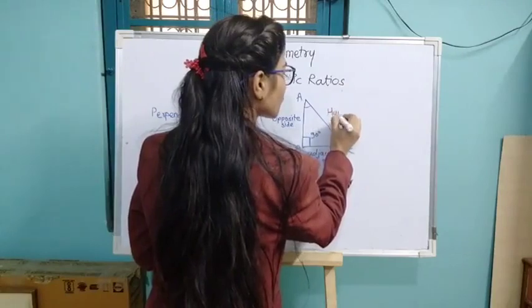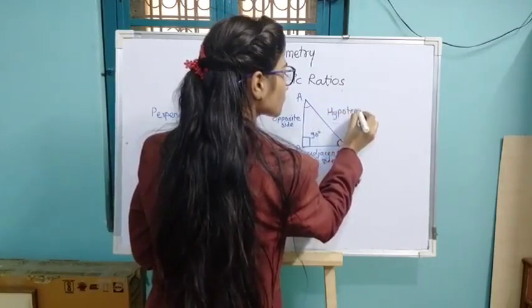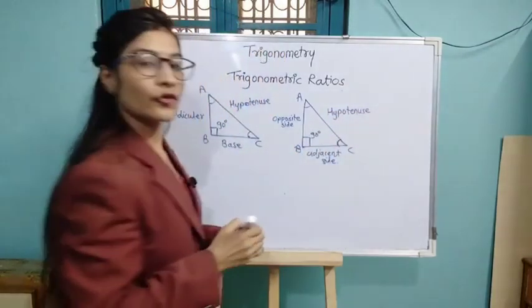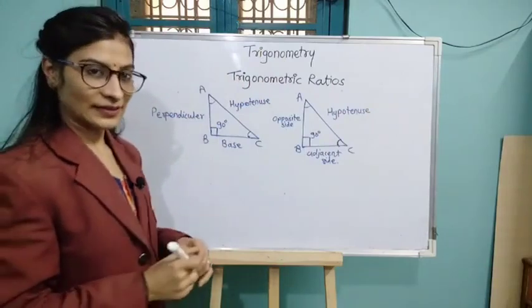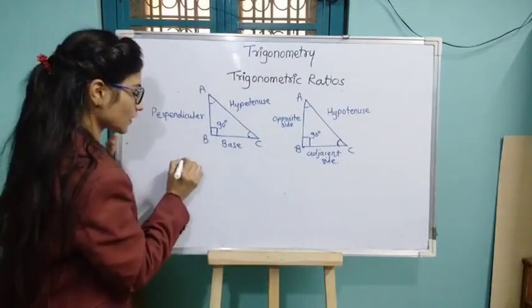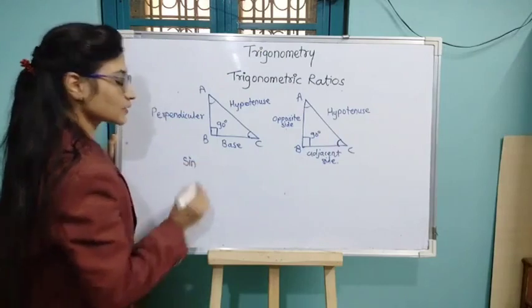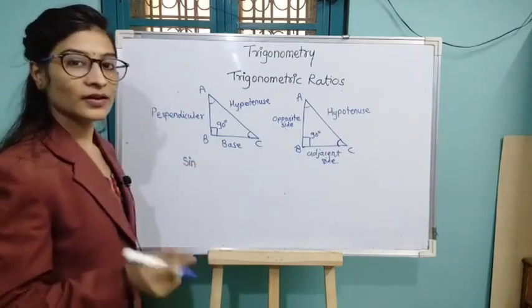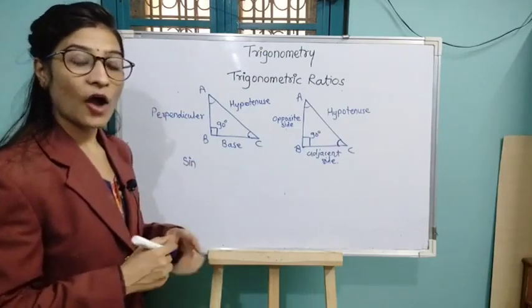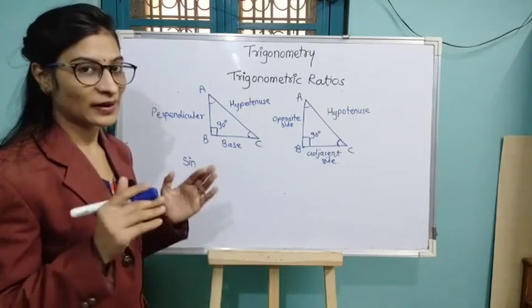So in this way, now we have to find the six trigonometric ratios. The first one is the sine ratio, sine theta, and you know very well that in a previous video you learned how we can denote the angles in a trigonometric ratio.